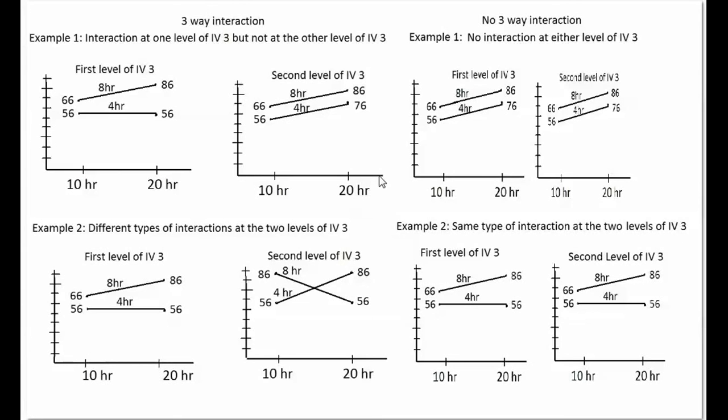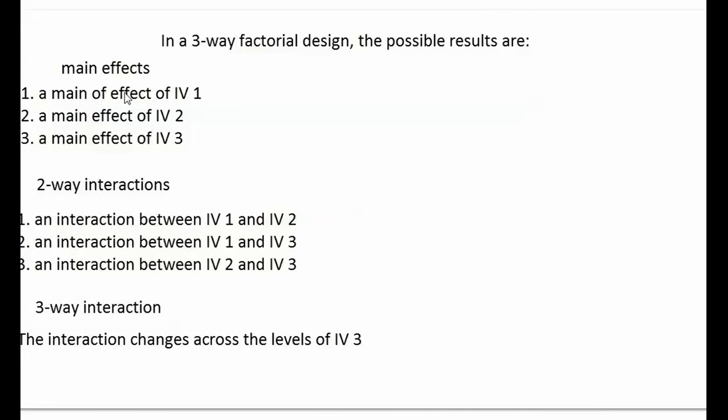So the reason for doing an experiment with three independent variables is to look at whether you have a three-way interaction. And there's actually a list of results that can be found in a three-way factorial design, meaning an experiment with three independent variables. In this type of experiment, you can find a main effect of each independent variable.